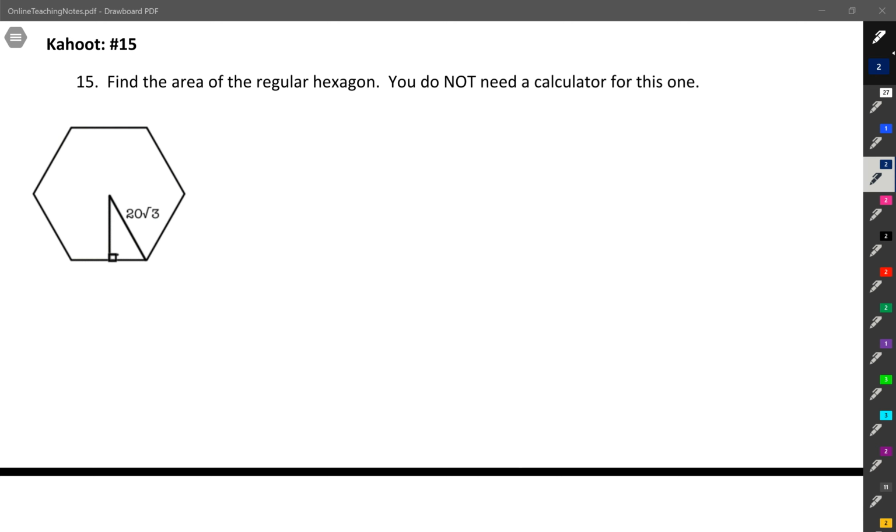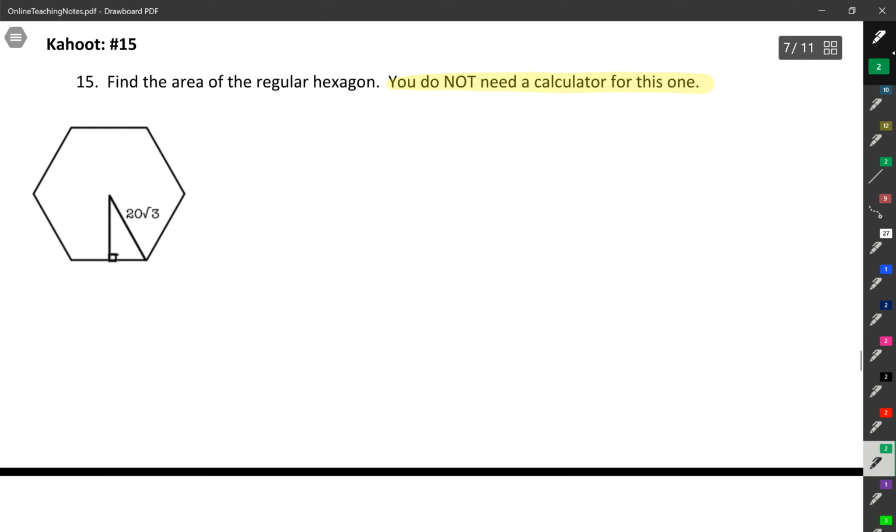So if you didn't get this one right, here's an explanation of it. If you got it right, you can just move on. So here we have a regular hexagon. As I told you in the notes, every time we have a regular hexagon, we're going to end up with 30, 60, 90 triangles, which is why this one says you do not need a calculator.